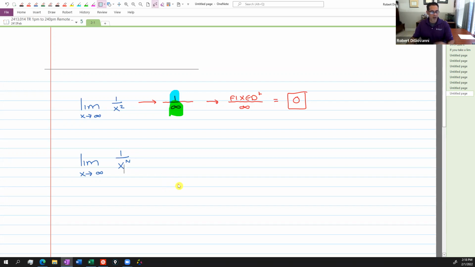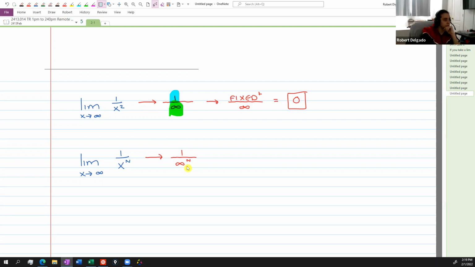What's tricky about this question is this. If we just figure out what's going on here, we're going to have one on top, which is fixed. The bottom is headed to infinity to the nth power. Now, in the previous problem, infinity squared, we agreed would be infinite. Is infinity to the nth power always going to be infinity?